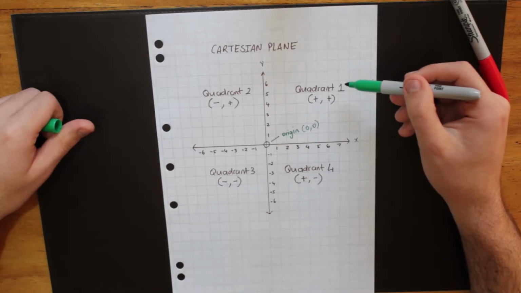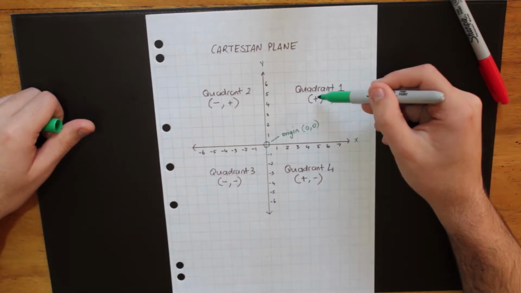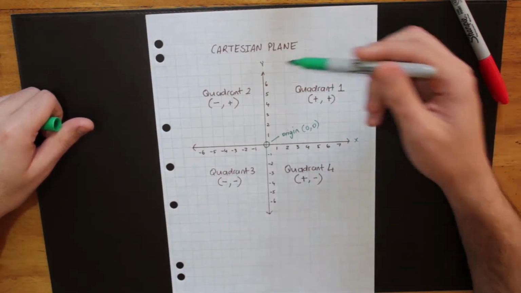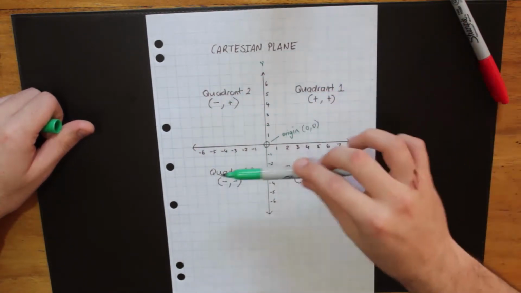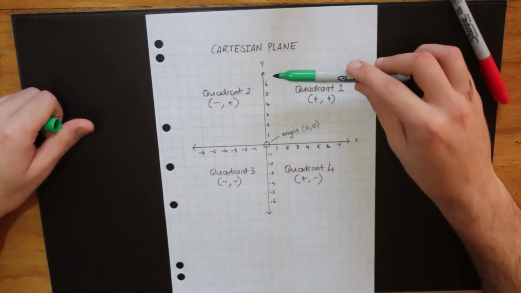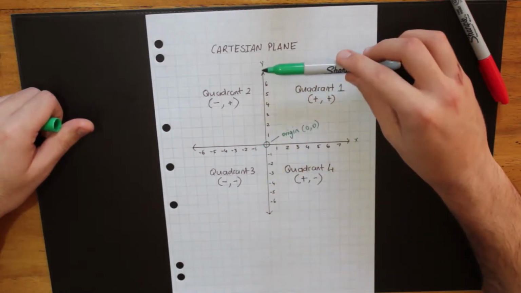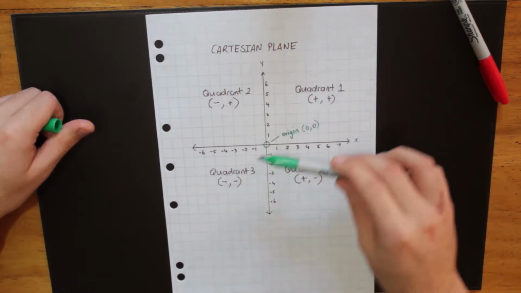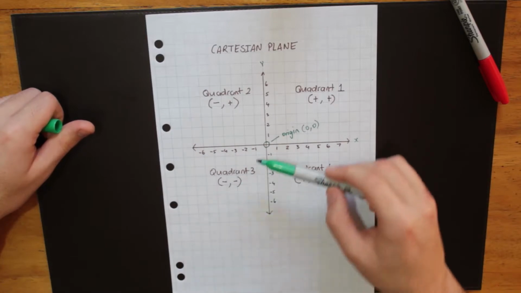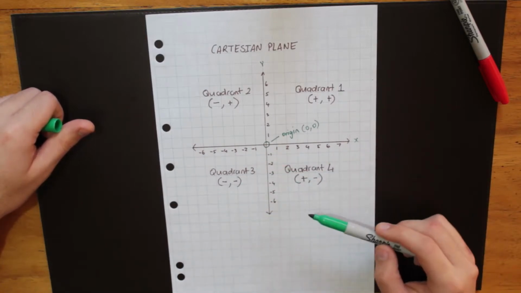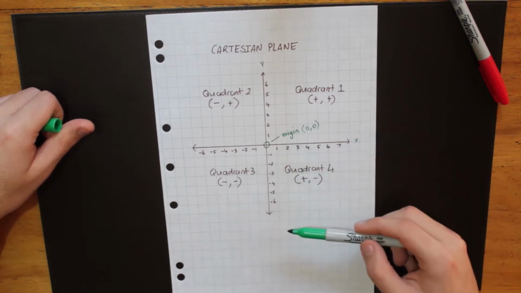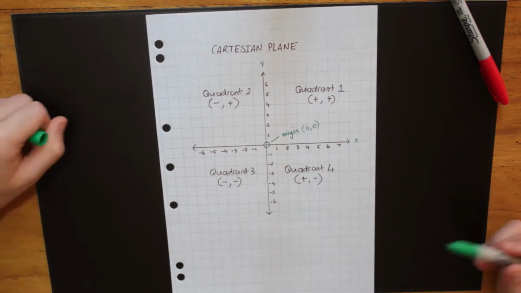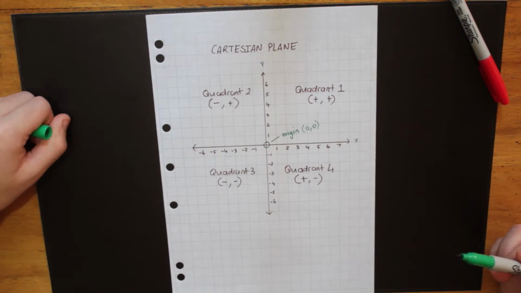So you'll see quadrant 1 here, you always have a positive x and a positive y value. Quadrant 2, you'll have a negative x and a positive y value, but it is above the x-axis here, so it's a positive y value. Quadrant 3 has a negative x value and a negative y value, and quadrant 4 will always have a positive x value and a negative y value. And that is the basics of our Cartesian plane.